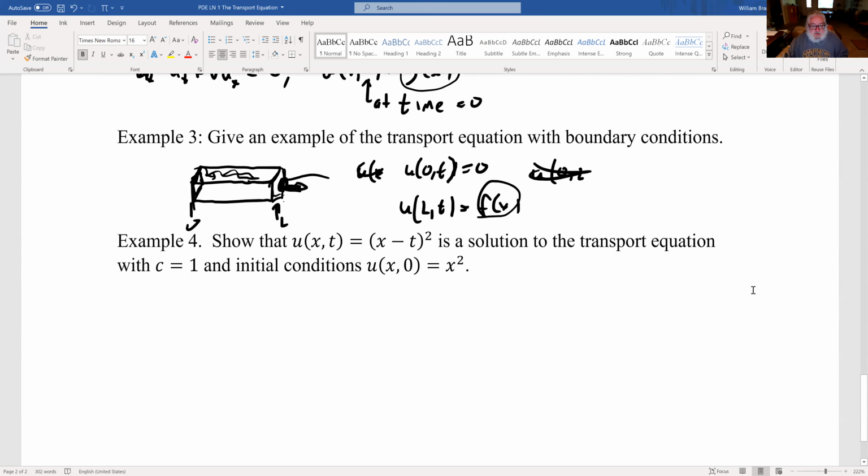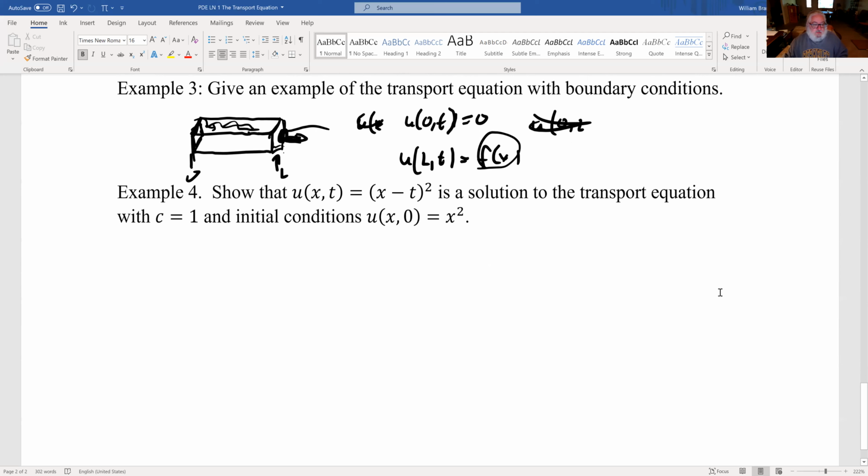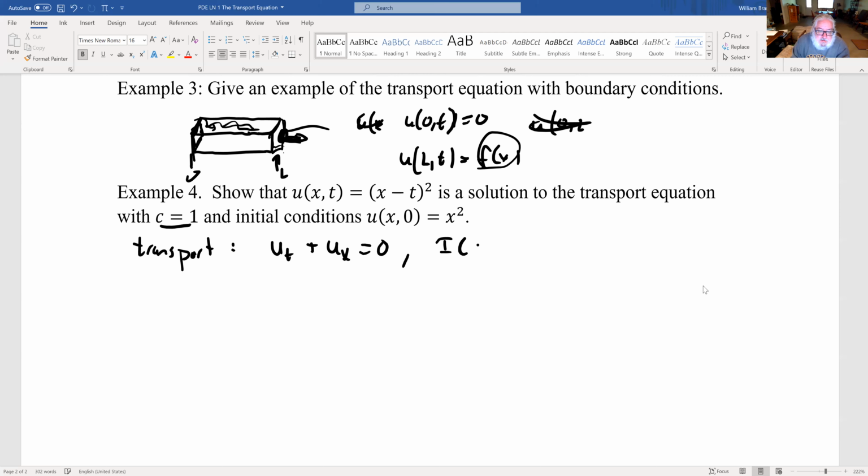So finally, how do you show that something is a solution to a transport equation with a particular initial condition? So the transport equation is u sub t plus u sub x equals 0. That's because c equals 1. And initial condition, u of x comma 0 equals x squared. How do you check that something is a solution? Plug it in. So is this a solution?